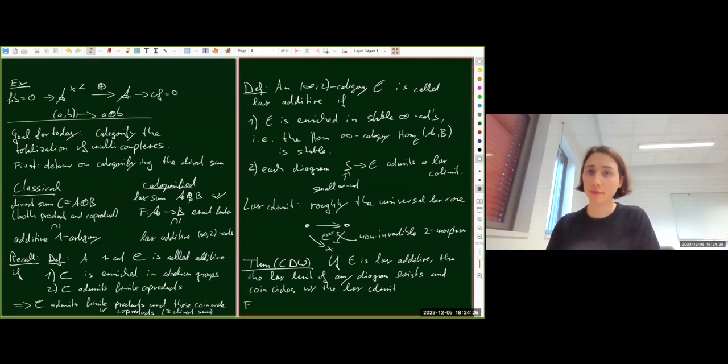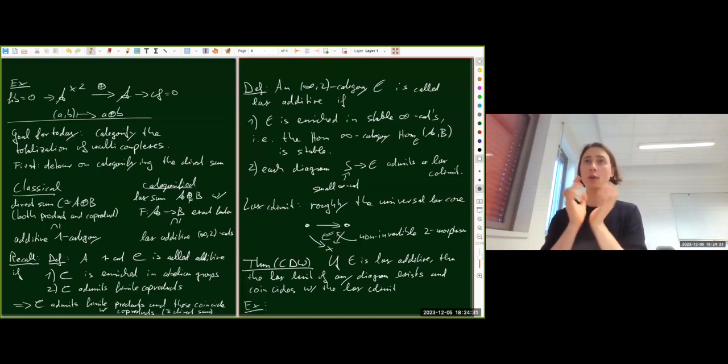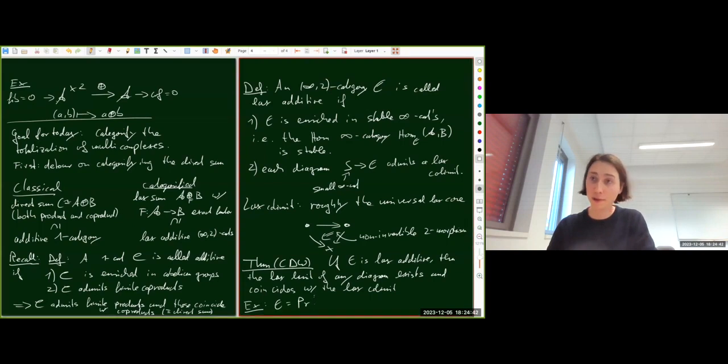And so this result will be relevant for us in the context where this infinity 2-category is, for us, the infinity 2-category of presentable and stable infinity categories. Presentable and stable infinity categories is lax additive.